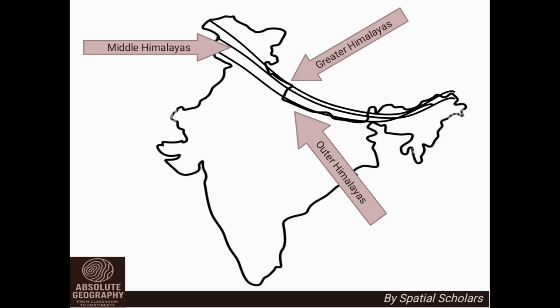This is different from the Middle Himalayas. They have proper valleys, and in the Outer Himalayas they have narrow valleys which are known as dunes. You must have heard about Dehradun, which is one of the most important ones.